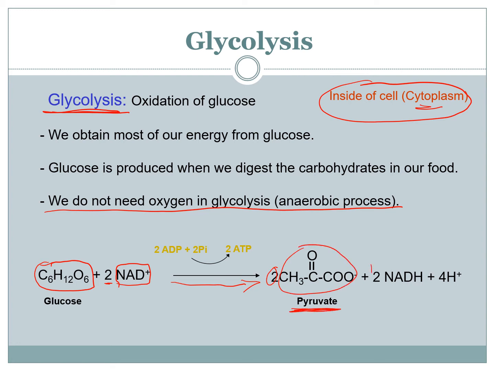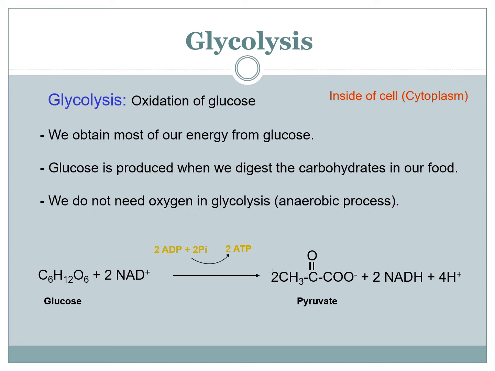On top of that, we also have two NADHs and four hydrogen protons produced as well. In the same process, that chemical reaction actually allows for ADP and two phosphates to become two ATPs of energy. So glycolysis is responsible for producing two ATPs and two NADHs within the cytoplasm of the cell. Now, the most important thing that is produced from this whole process is actually the pyruvic acid.